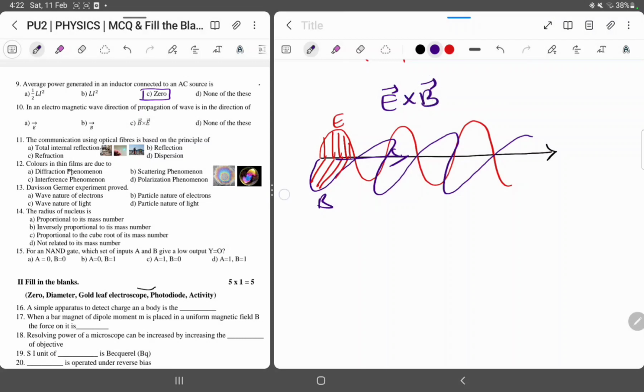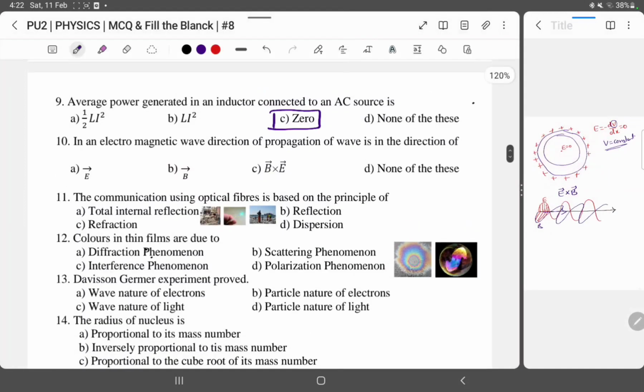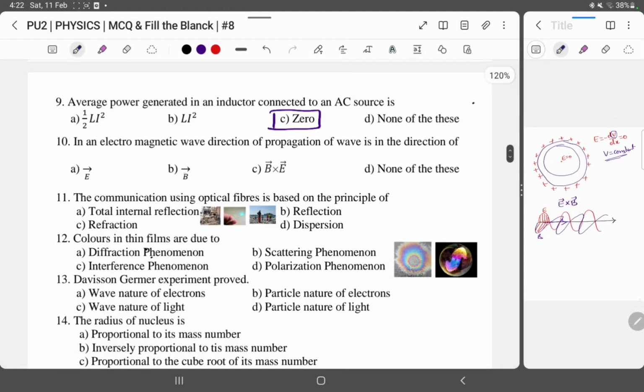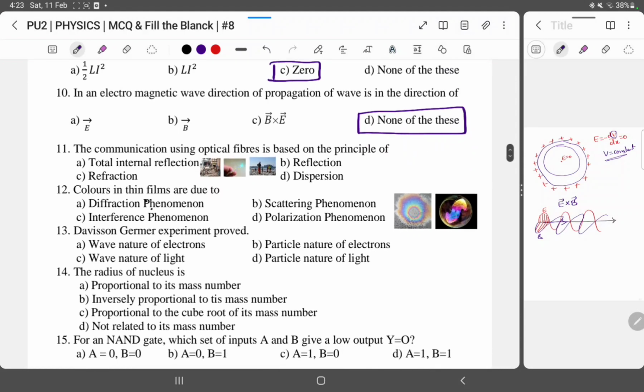Okay, E cross B. So now in the options, if you check, A is not correct answer, B is not correct answer, and B cross E is also not correct answer, and so it is none of this, because the answer is E cross B. Okay, now we'll move on to the next question.